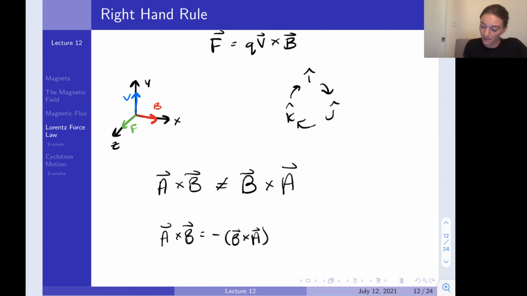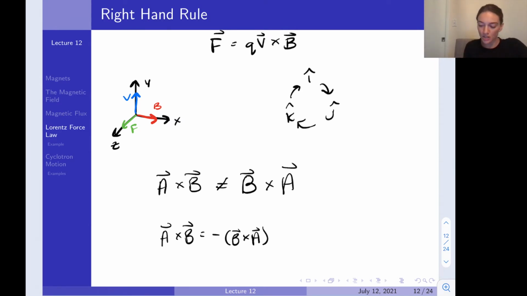So you have to be very, very careful that you're actually taking the cross product of V and then B. If you do them backwards, if you do B cross V, you'll introduce an extra negative sign there, and then obviously your answer will be wrong. So it's very important to make sure that you're taking that cross product in the correct direction.